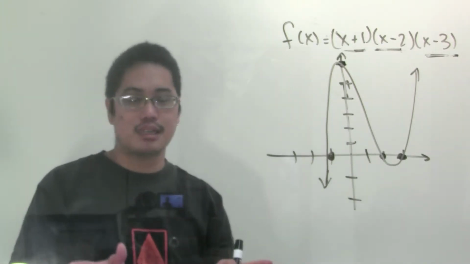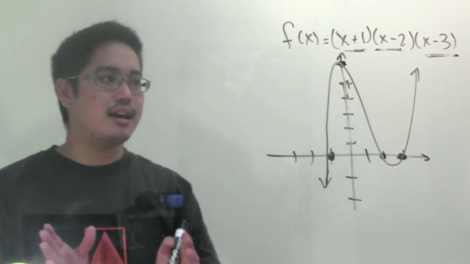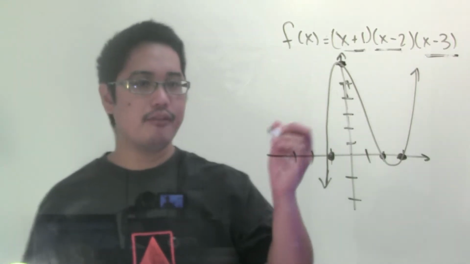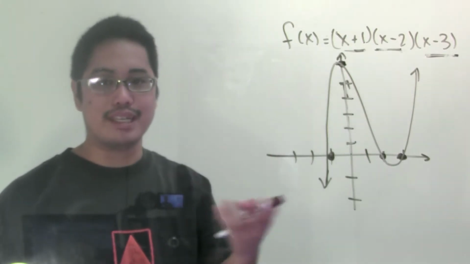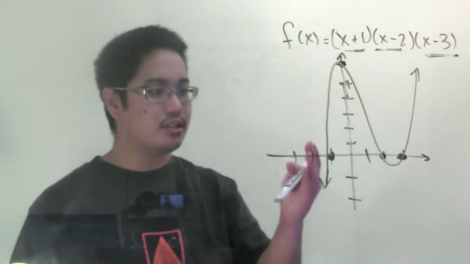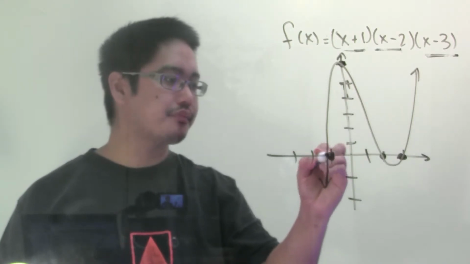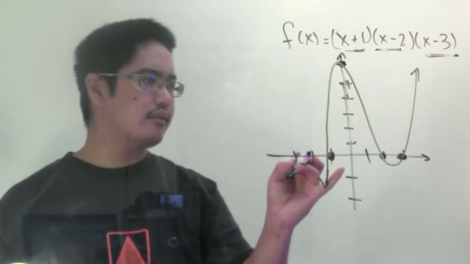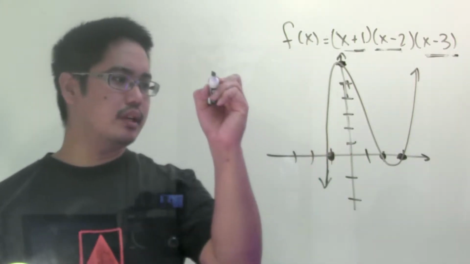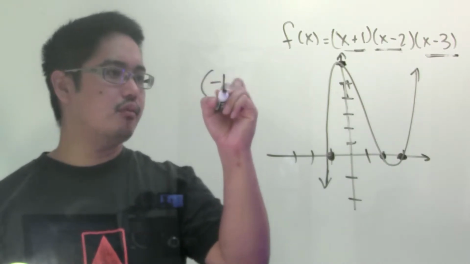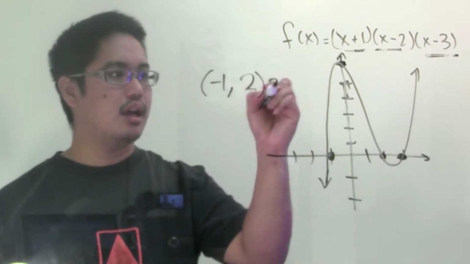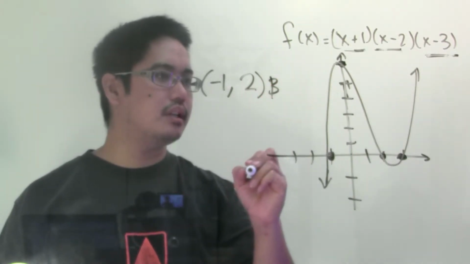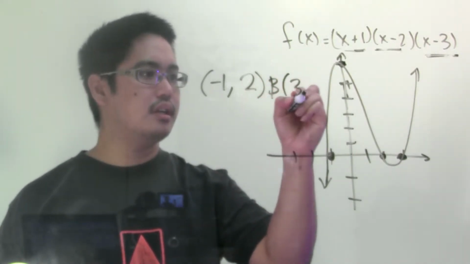Really what I'm asking here is, when is f of x positive? It's almost laughable how easy it is once you have the graph. Because you take a look at this and you say, okay, well, f of x is positive when it's in between -1 and 2, and when it's in between 3 and infinity.